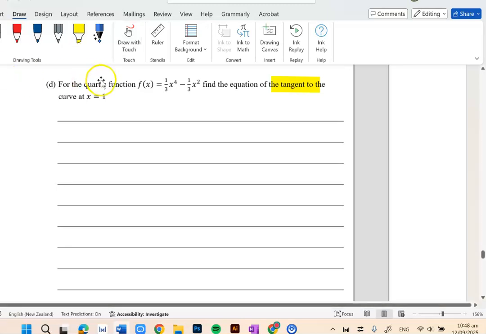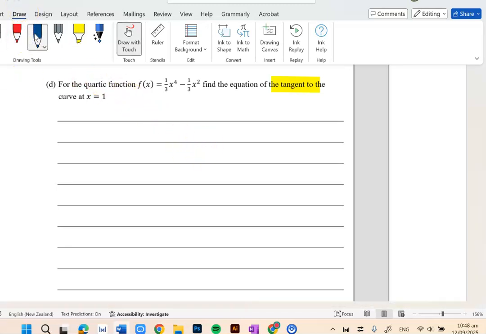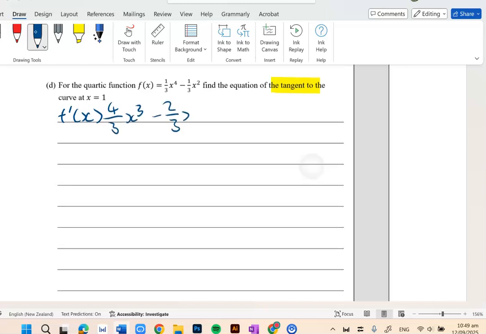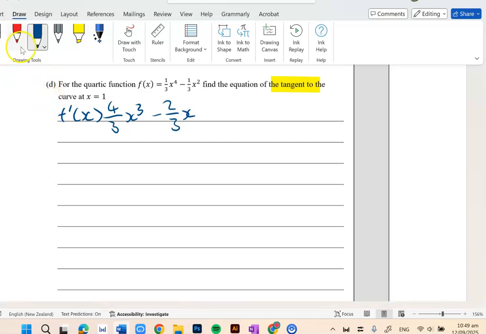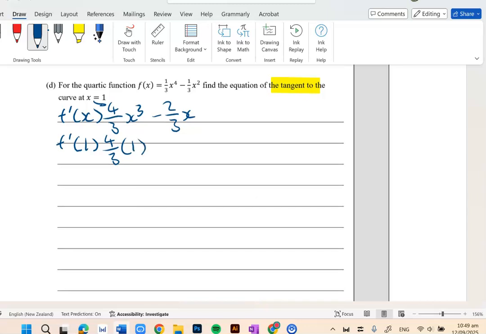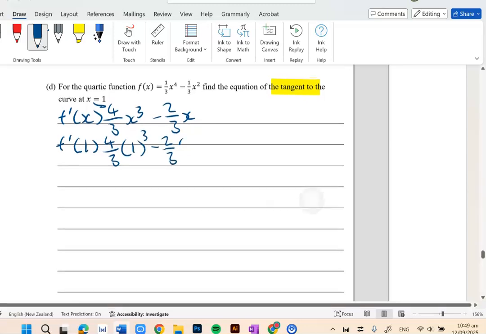Okay, so we're dealing with these tangent things. So the first thing I'm going to do is differentiate it. F dash of x, that's going to become, remember how we differentiate fractions? We times the top number by the power, so 4 over 3 x cubed minus 2 over 3 x. And then what we do is we need to find the gradient. So when we put f dash of x, we're given this one here, 4 over 3, 1 cubed minus 2 over 3, 1.